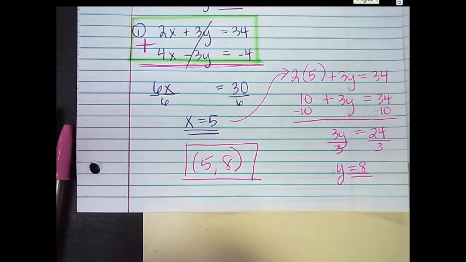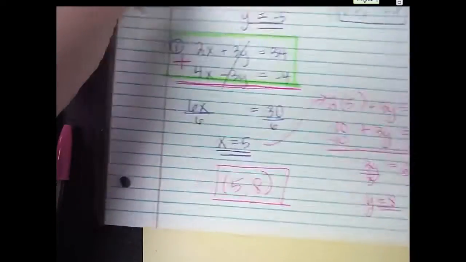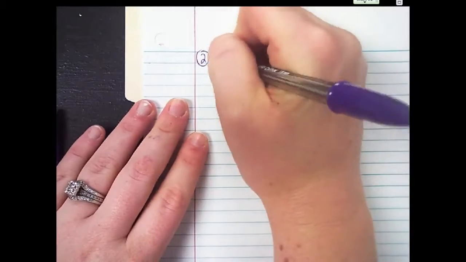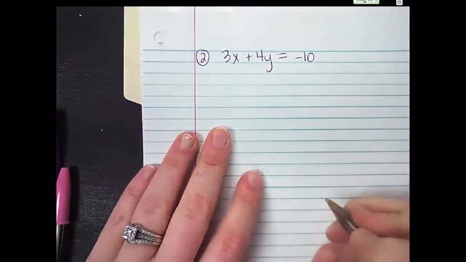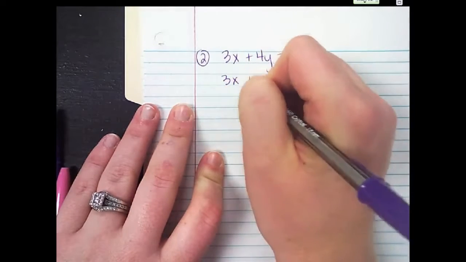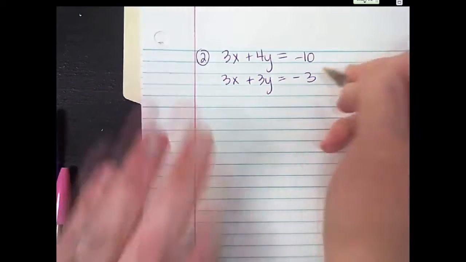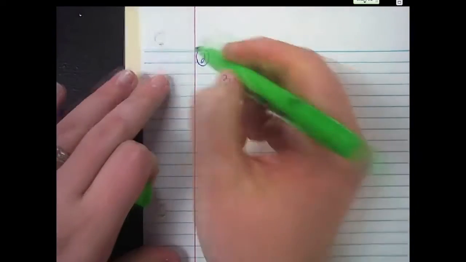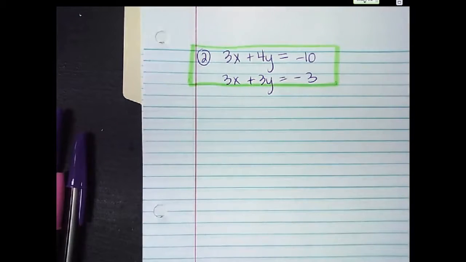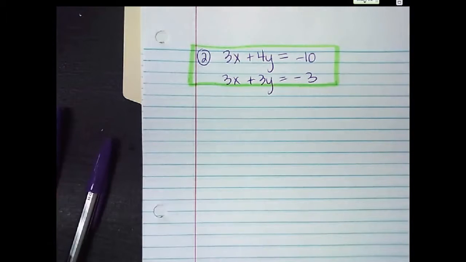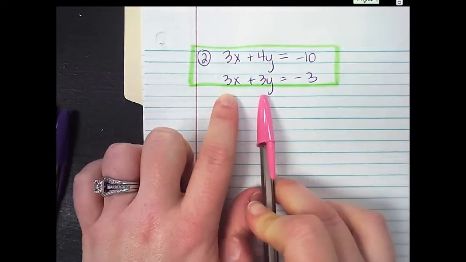Is everyone done with number 1? Okay, number 2. X plus 4y equals negative 10. 3x plus 3y equals negative 3. So in this case, when you look at your x's, you look at your y's, there's nothing that will automatically eliminate. So you just pick one.